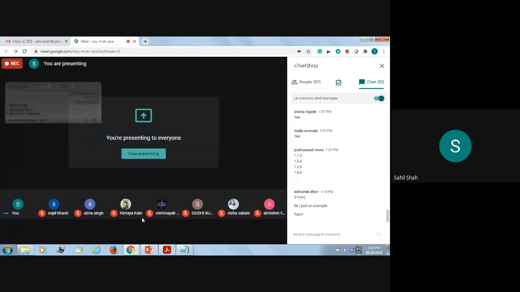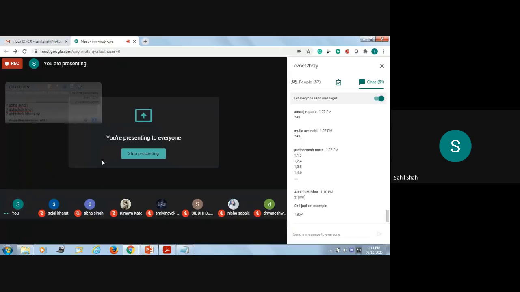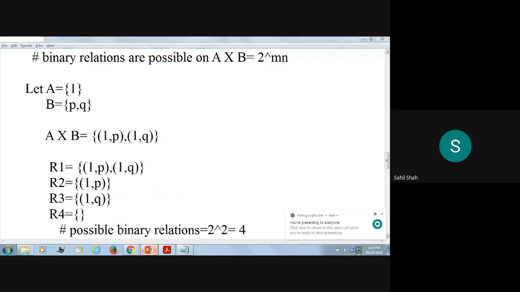Is it? Fine. Somebody may ask why we cannot write p comma 1. No, you cannot write p comma 1 because it is totally changing the type of association that has been established between the two objects a and b. Okay, I hope this is clear.